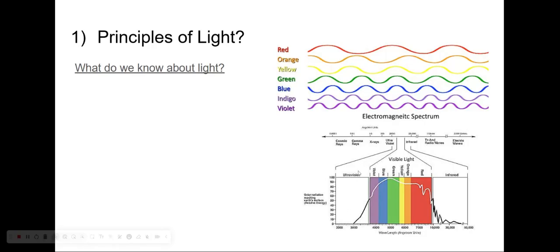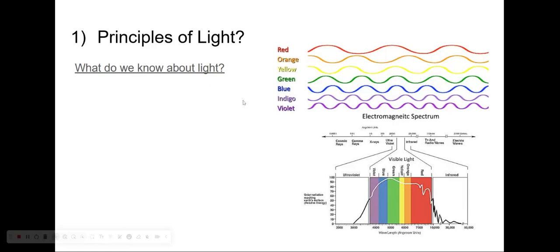If we were to continue shortening those wavelengths, we would eventually turn into X-rays. And if we continue shortening those, we eventually become gamma rays. Okay, but anyway, I'm getting ahead of myself.